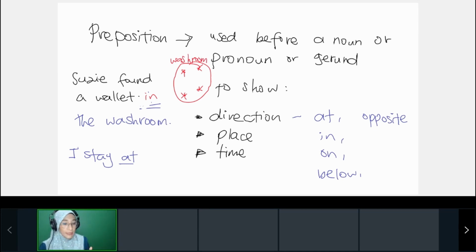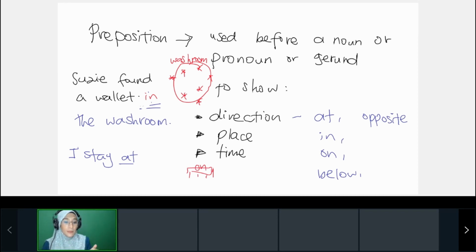But if you are saying at the washroom, it can also be outside of the washroom, as long as it's close to the washroom. You got that? I hope you got that. But what if it's on? We cannot say on the washroom, guys and girls. Maybe it's on top of something, like on the table. If you are given a table, oh, sorry for my bad drawing. So this is a table. So it can be on the table.